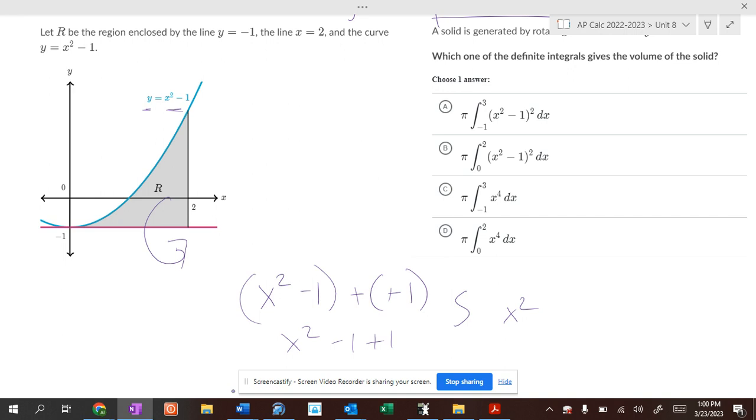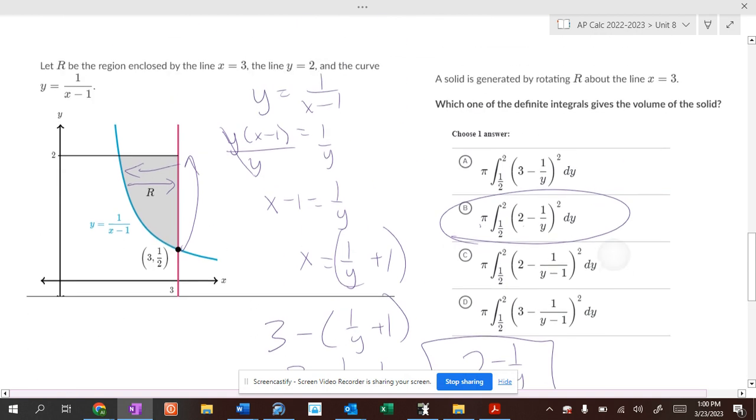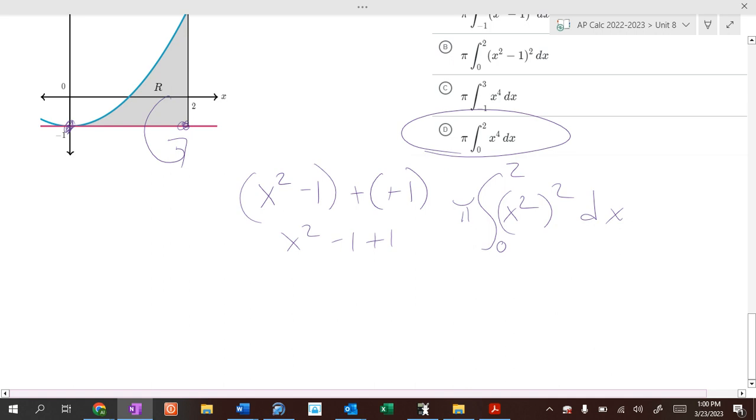And so it's pi. Come on, Mr. Bierschbach. It's pi integral from here to here. Well, that's 0, and that's 2. So from 0 to 2 of x squared squared dx, or x to the fourth dx. Okay? Get the basics of it? Yeah. Top minus bottom, right minus left, and you have to subtract the two from each other. Okay? So that's the basics, and that's it for this week.